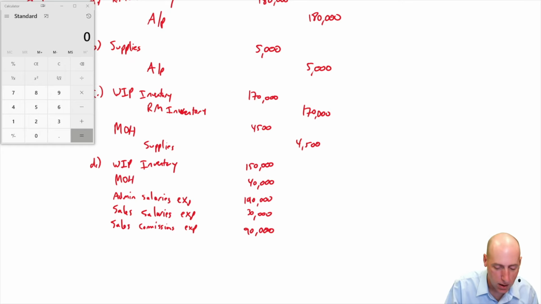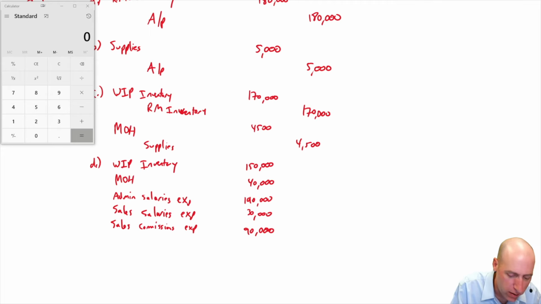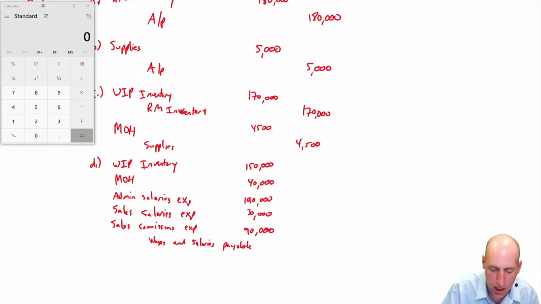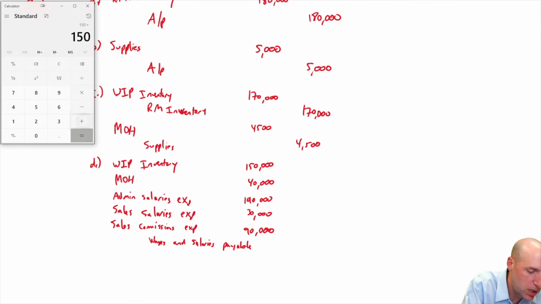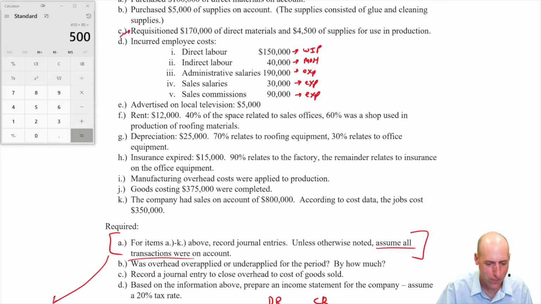I'm going to credit here. I would normally credit cash because I'm paying salaries in cash, but it told us everything's on account. So when we have salaries where we owe them, we call them salaries payable. So I would call this wages and salaries payable, because I think there were some wages mixed in there. And the amount, 150 plus 40 plus 190 plus 30 plus 90, $500,000. Okay, so we've done D now.